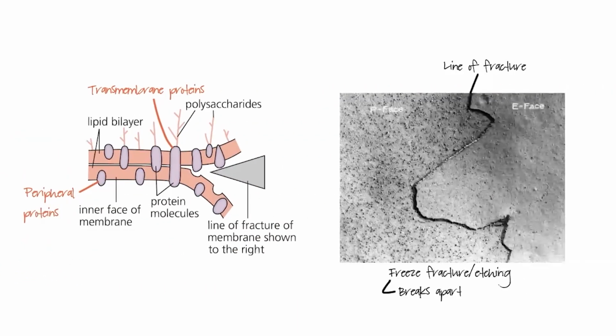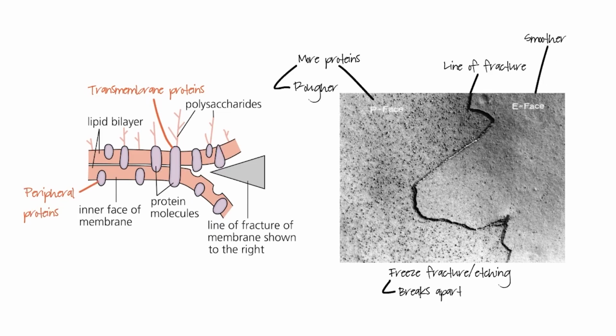Under the microscope, it looks like a dark line, as you can see here. This is where the two layers were separated. Usually, the P face is studded with more proteins than the E face, so it looks a bit rougher, and the E face looks a bit smoother. What this tells you is that the inner layer of the cell membrane has more proteins than the outer layer.